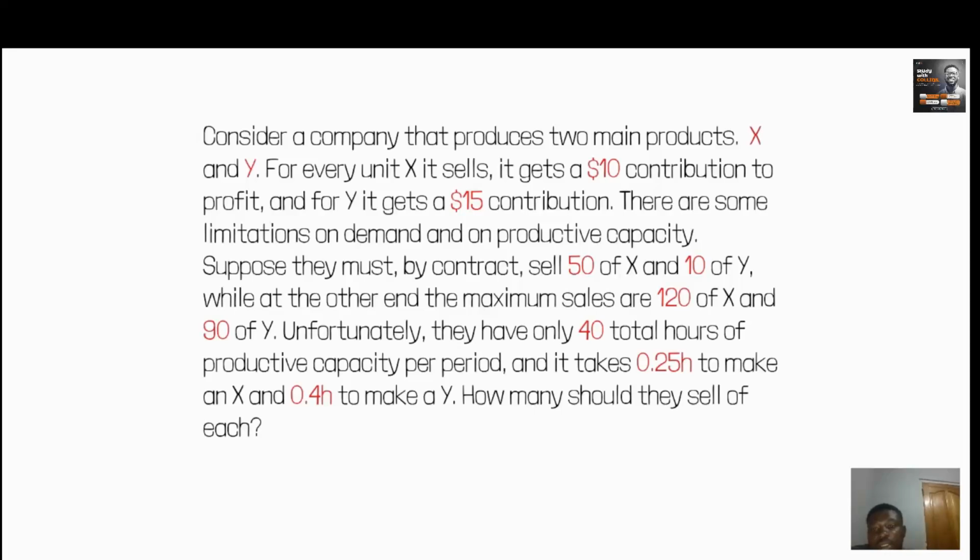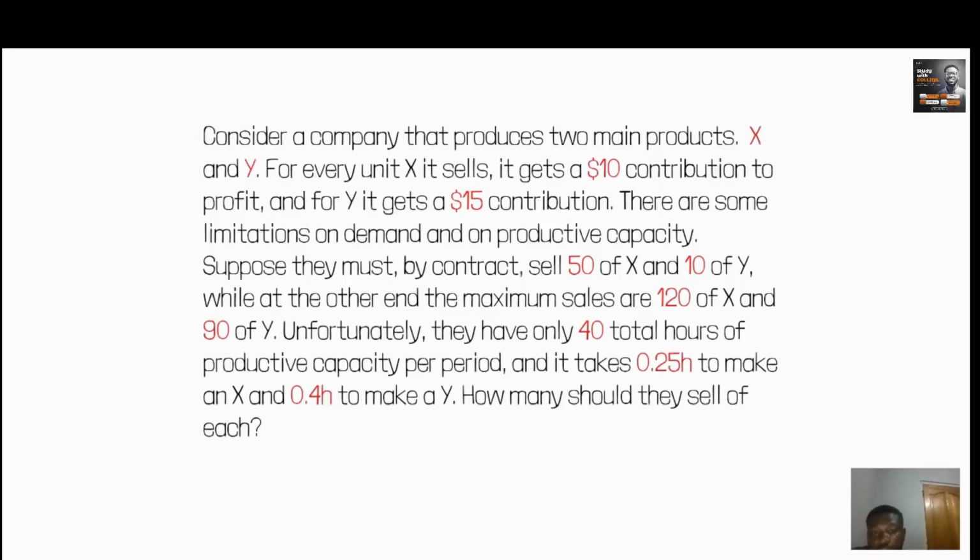There are some limitations on demand and on product capacity. Suppose they must, by contract, sell 50 of X and 10 of Y, while at the other end the maximum sales are 120 of X and 90 of Y. Unfortunately, they have only 40 total hours of productive capacity per period, and it takes 0.25 hours to make an X and 0.4 hours to make Y. How many should they sell of each in order to get maximum profit?